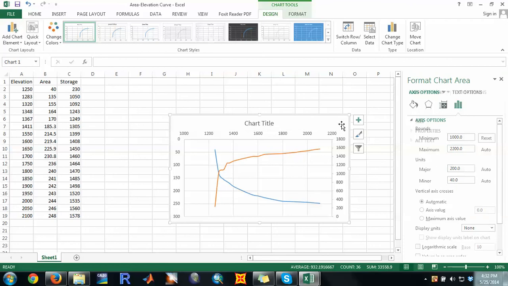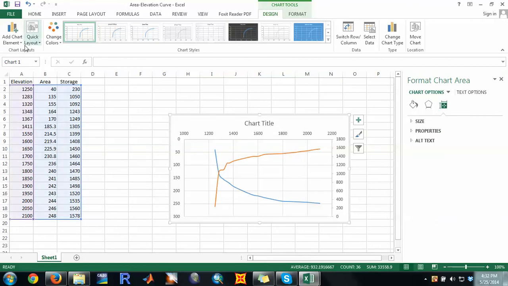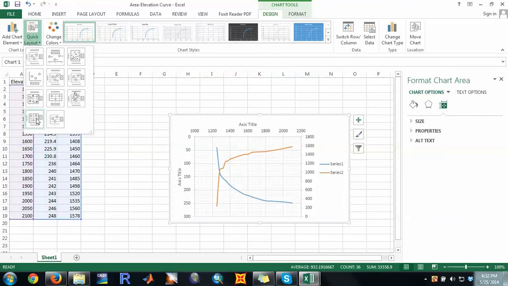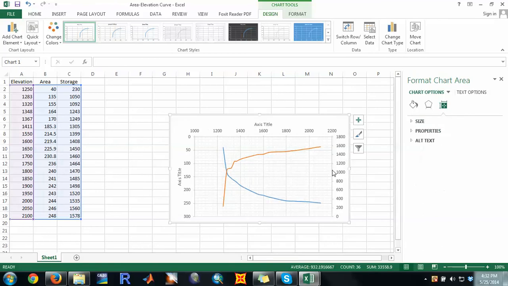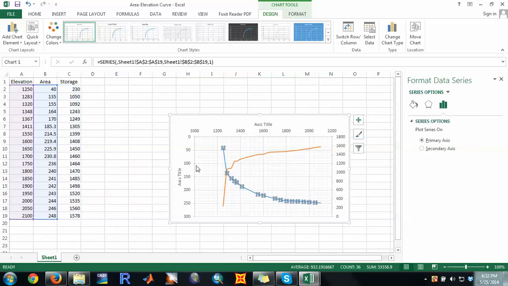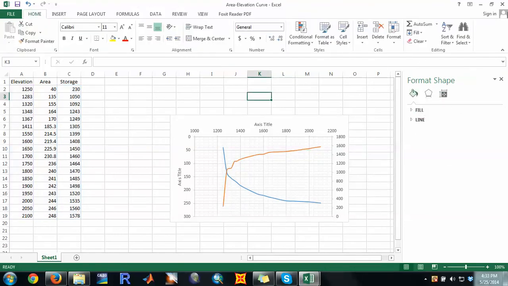Then you will have your curve like this. So here is your curve, and you can have a quick layout. Okay. So this is the elevation area curve. This one, you can see here, is the elevation volume curve. Okay, this is how we develop this one.